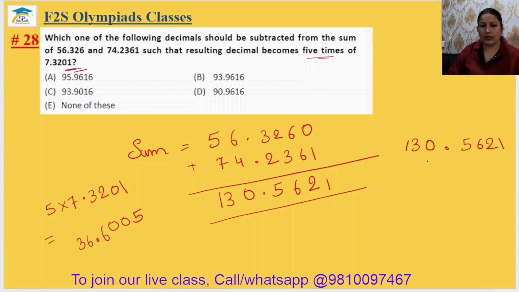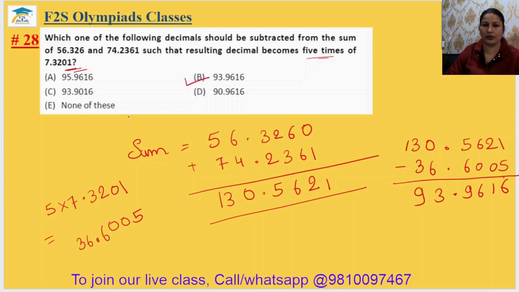1305621 minus 36.6005. 11 minus 5 हो गया आपका 6, 1 6 9, 3, 12 minus 3 हो जाएगा आपका 93.9616. It is in the option number B. 28th answer is option B.